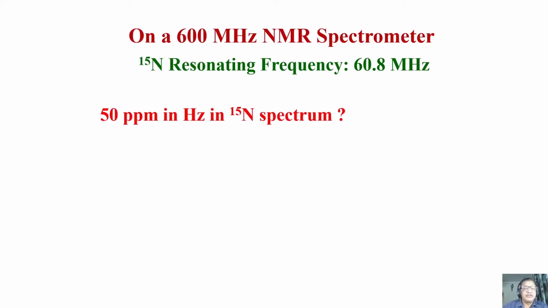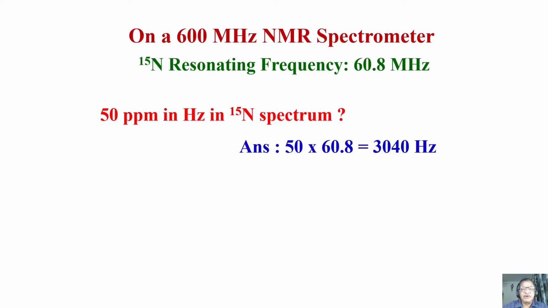Now my question is, what is 50 ppm when expressed in hertz in the 15N spectrum? So in the nitrogen-15 spectrum, what is 50 ppm on a 600 MHz spectrometer? That is my question. I am sure we have been discussing this so much that all of you would be in a position to answer. In any case, let us calculate it.